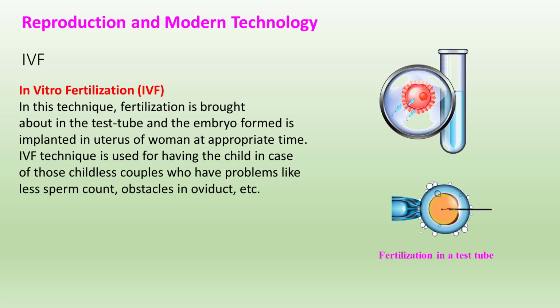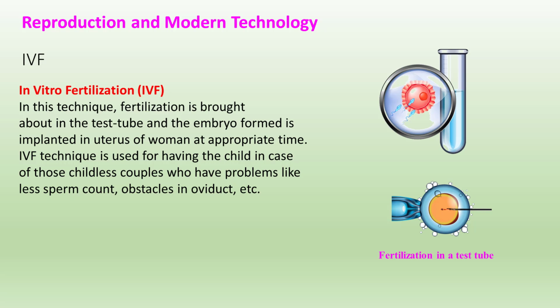Reproduction and modern technology. Many couples cannot have children due to various reasons. In case of women, irregularity in the menstrual cycle, difficulties in oocyte production, obstacles in the oviduct, difficulties in implantation in the uterus and many other reasons are responsible. Absence of sperm in the semen, slow movement of the sperm, and anomalies in the sperm are the reasons in case of males. Now, with the help of advanced medical techniques, childless couples can have a child.